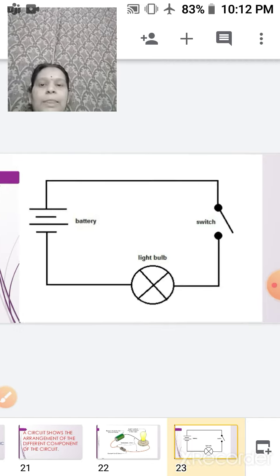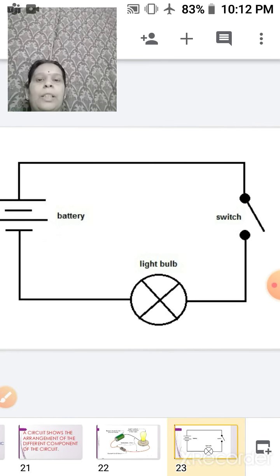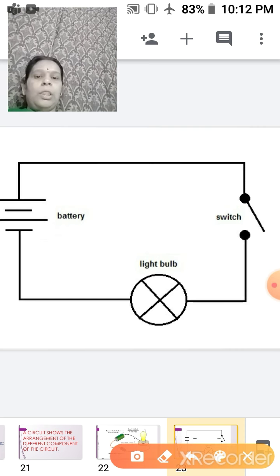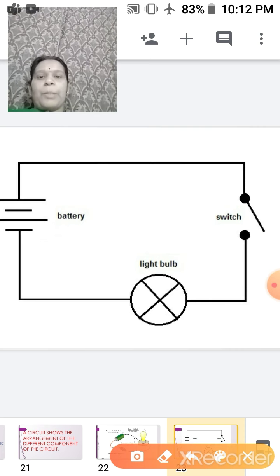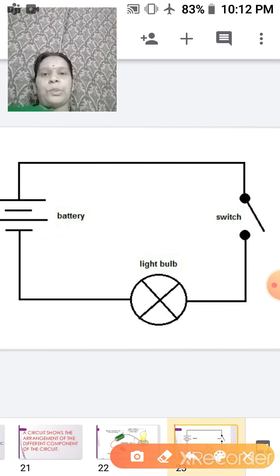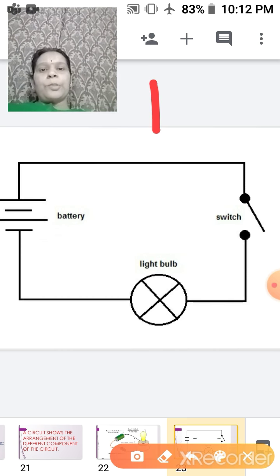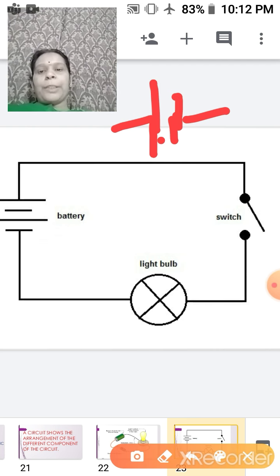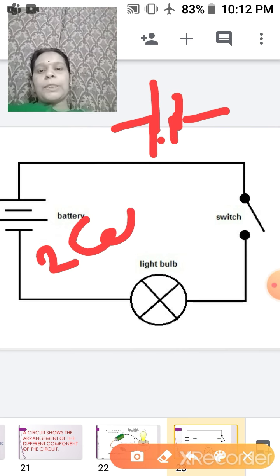Here you can see the same. There I showed you the components, and here you can see them in the form of symbols. Here you can see a battery shown, and there I have shown you the cell. If I am talking of a cell, it will be like this. You have to remember that one cell means one, and battery means two cells.